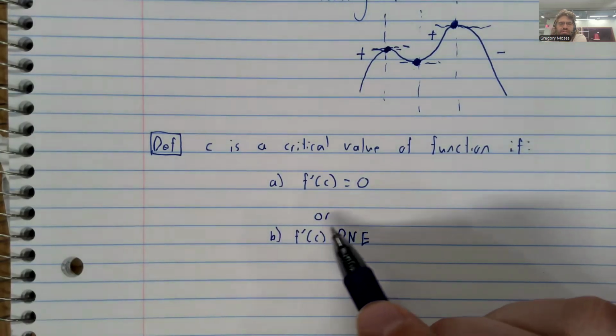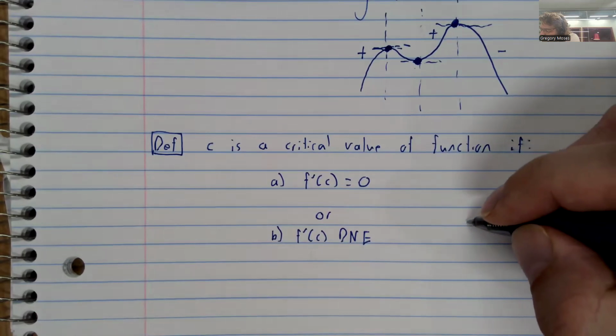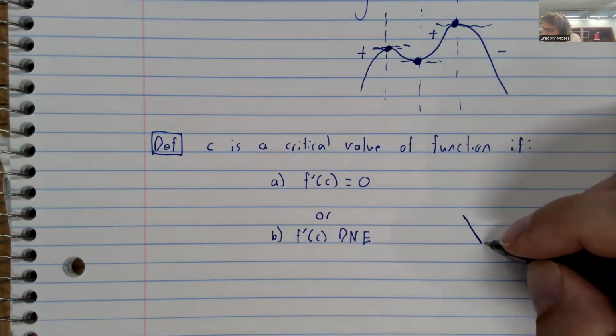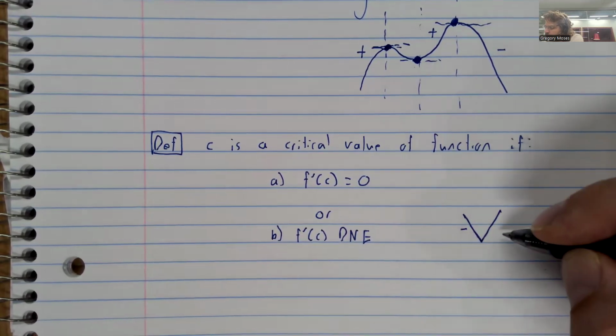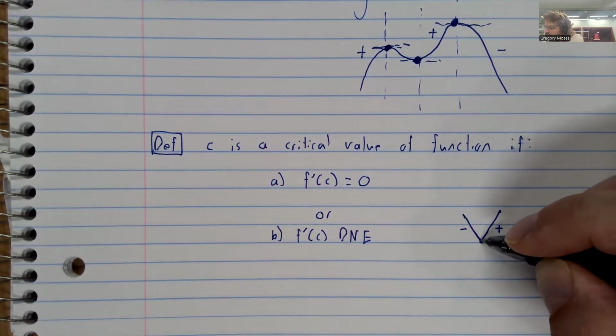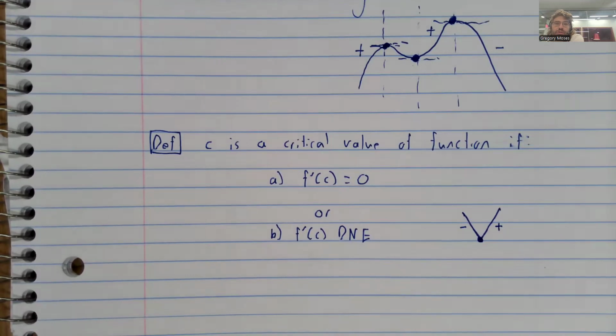What this second option is doing, we can very easily just draw a picture. We can draw the absolute value, and we see that the absolute value does have a minimum, but the minimum is a corner, so the derivative doesn't exist at that minimum.